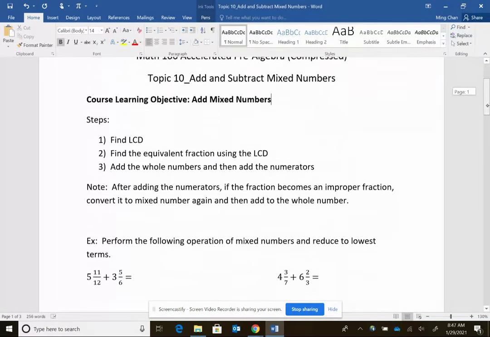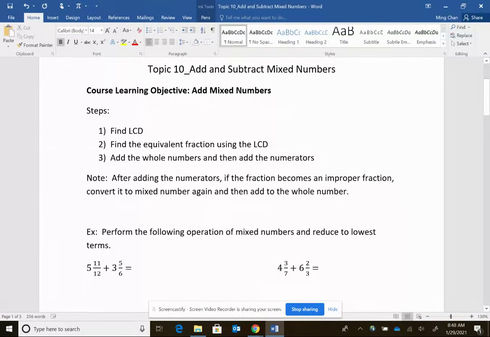So just like adding fractions, the first thing we got to do is find the LCD. When we add mixed numbers, we're gonna find the LCD first. Number two, we're gonna find the equivalent fraction using the LCD. It's the same step as adding fractions, but after step number two, things get a little bit different. Once we find the equivalent fractions using the LCD, then we're going to add the whole numbers. Then we're going to add the numerators.